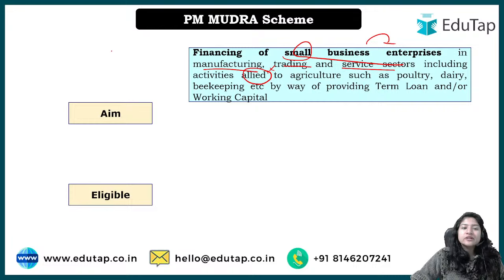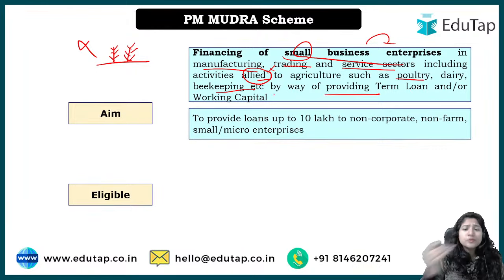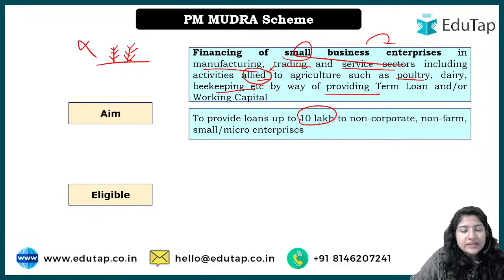Please keep in mind that it is not for the farmers who grow crops in the field, right? That is mainstream agriculture we are talking about. It is not for mainstream agriculture, it is not for the farmers, but yes, allied activities. Allied means they are linked to agriculture. For example, if you are doing poultry, okay, and for dairy, beekeeping, if you need money for this, you can get it, okay. To provide loans up to 10 lakh. And how much money can be received under this? Under this particular scheme up to 10 lakh can be received, keep this much in mind.